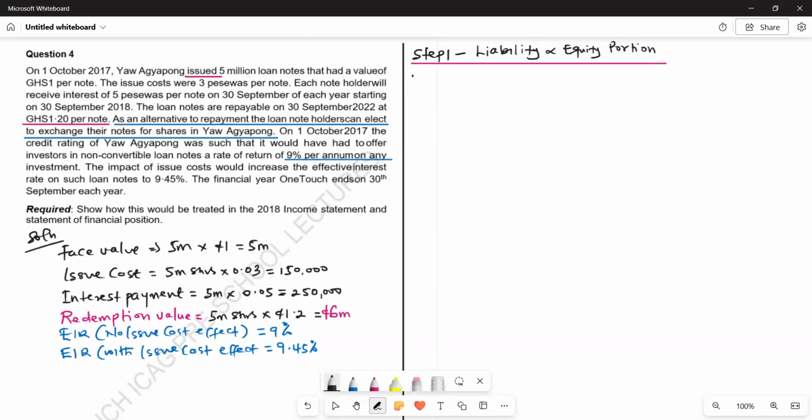So step 1, we have the year. It's for how many years? Starting from September 2018, ends in September 2022. So let's count 2018, 19, 20, 21, 22. That's 5 years. So either you look at the interest for 5 years straight away, and then you look at the redemption value at the end of 5 years, or we go year by year. We should go year by year, right?